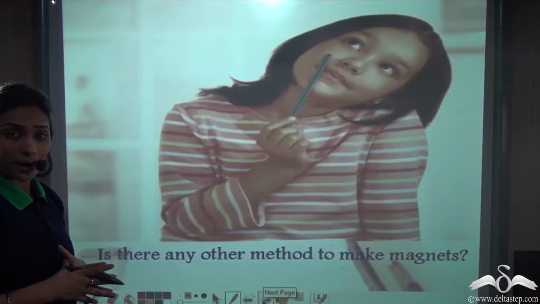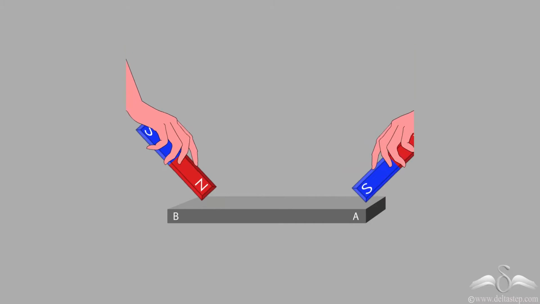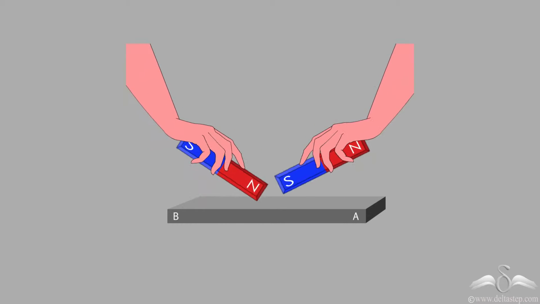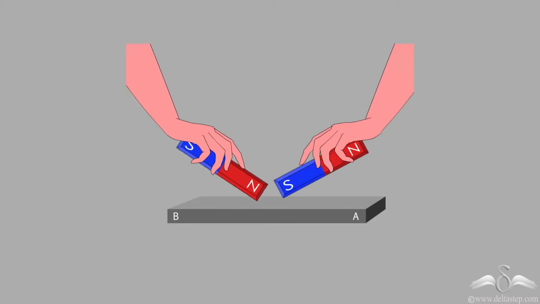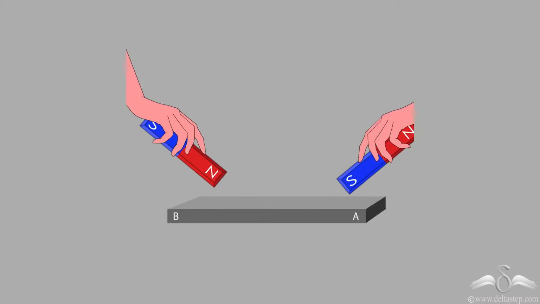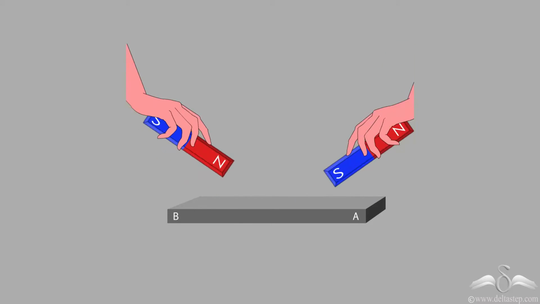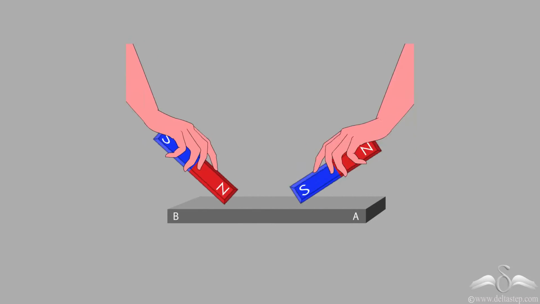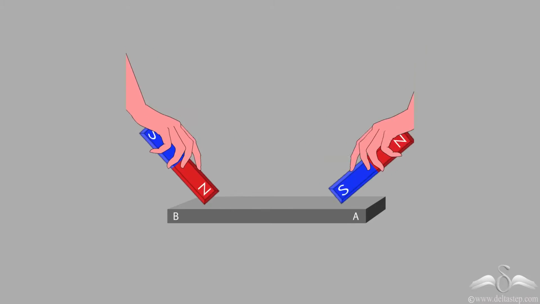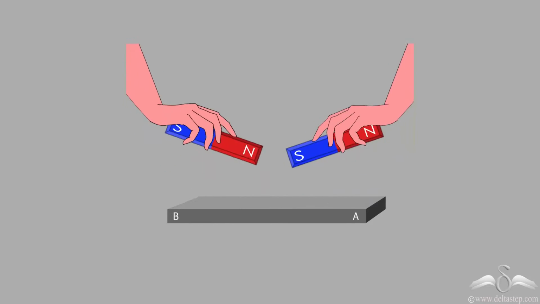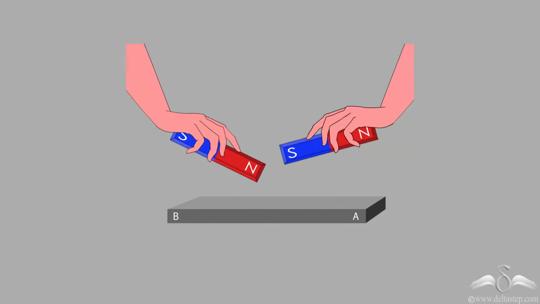Well, is there any other way to make magnets? Yes, let's see. Well, in this method, you can see that we are magnetizing a steel strip AB. What are we doing? Placing the opposite ends of the two magnets at the center. Now we are dragging the poles of these two magnets towards the end of the strip, such that the magnets rub the strip firmly all the way.